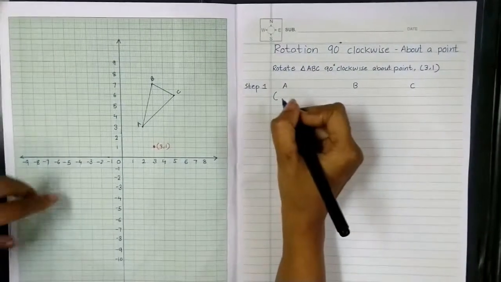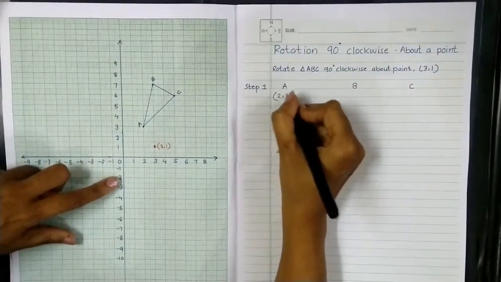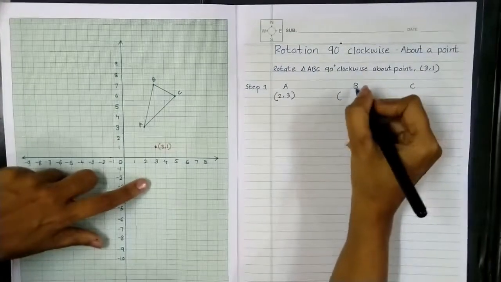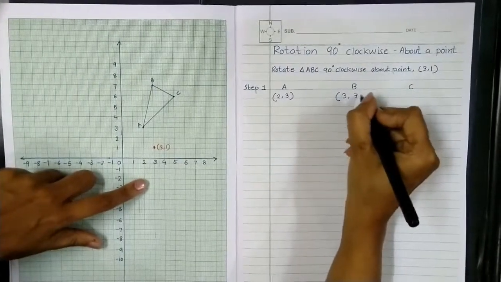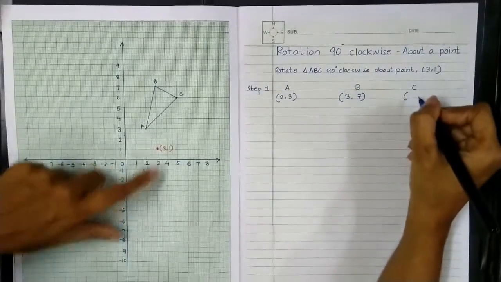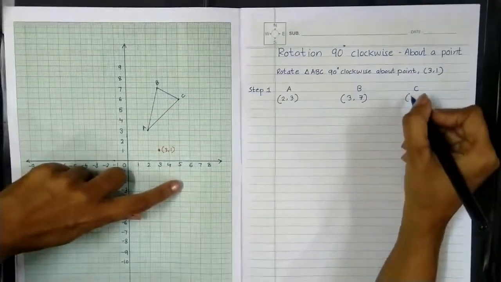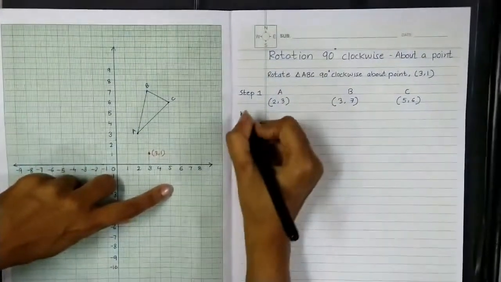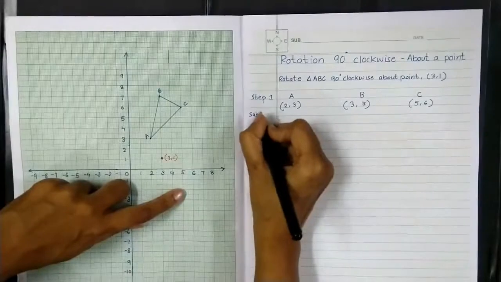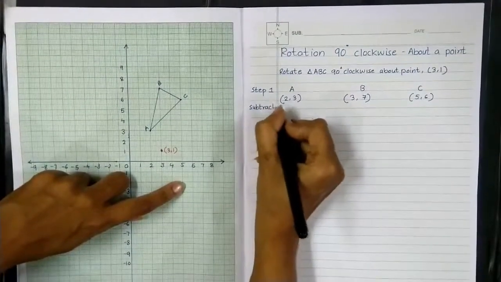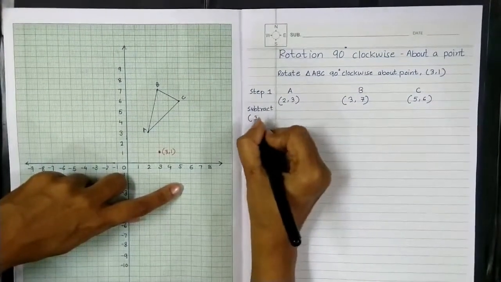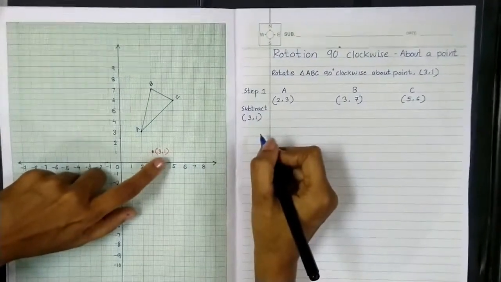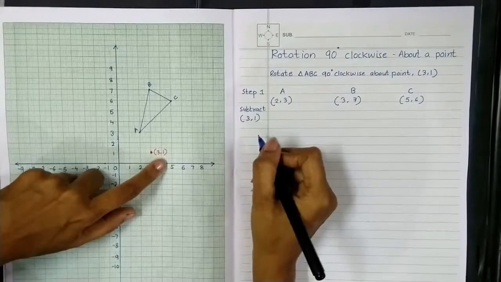So coordinates of point A are (2, 3). Coordinates of point B are (3, 7), and coordinates of point C are (5, 6). And then I have to subtract the given point about which the rotation has to happen. So rotation is going to happen about a point (3, 1).